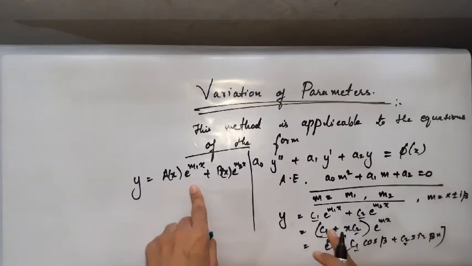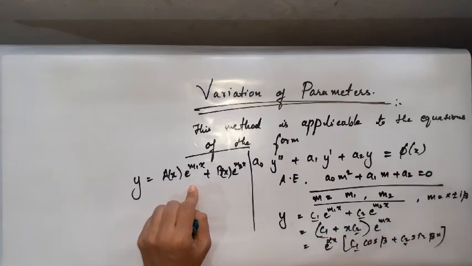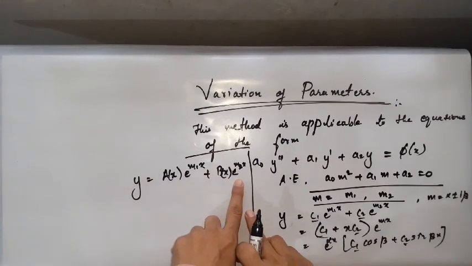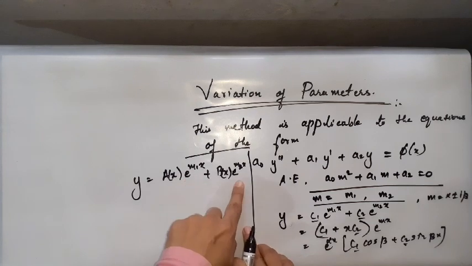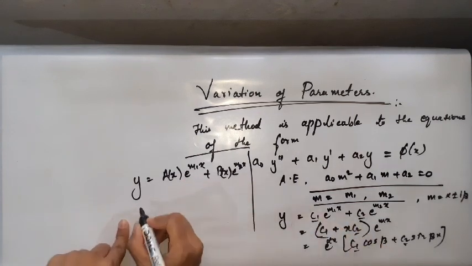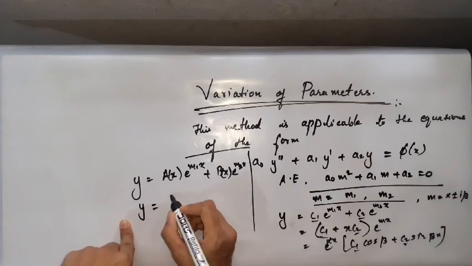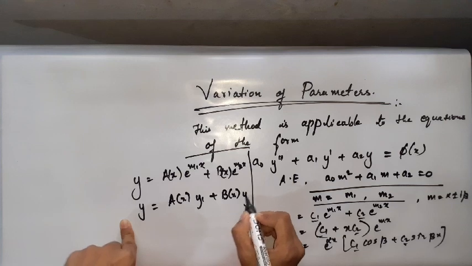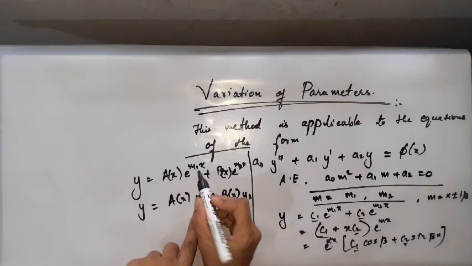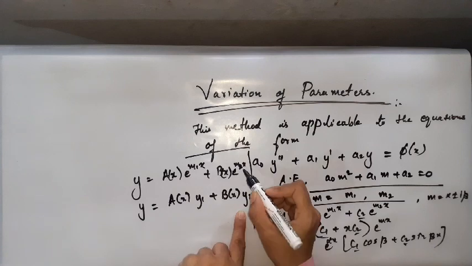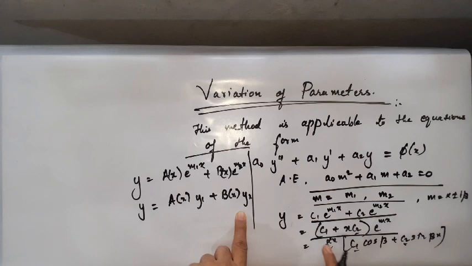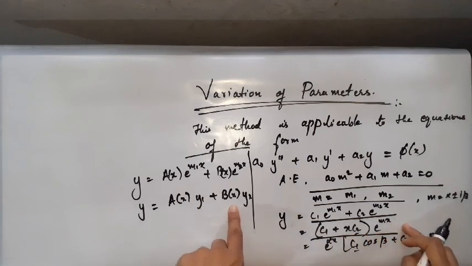Okay, so let me again tell you one more. So this is also a function of x, this is also a function of x. So what we can say, this as y1, this as y2. So I can write my general solution y as a of x into y1 plus b of x into y2. Here I can say my y1 to be e to the power m1 x, and y2 to be e to the power m2 x, provided I am considering this type of solution. If it is this type of solution, my y1 will be the same, y2 will be x into e to the power mx.